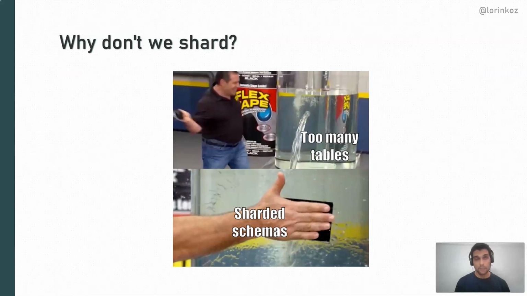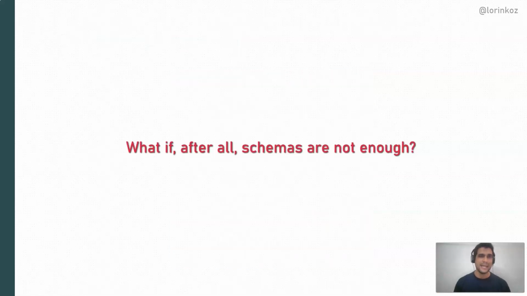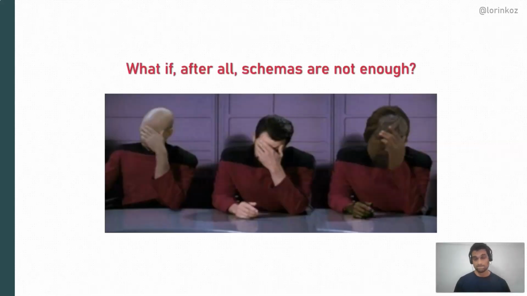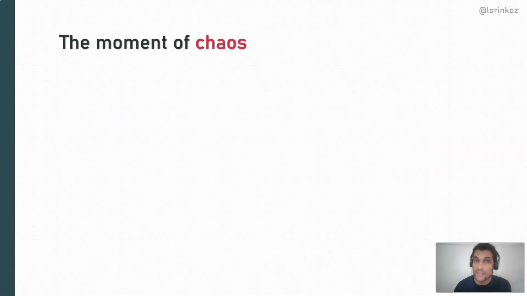At the end, probably sharding at the schema level is not a completely future-proof solution or an insurance policy for the project to continue ad infinitum, so don't be too enthusiastic about it. Now, it's time to ask ourselves the most dreaded question of all. What if, after all, schemas are not enough? This is what I call the moment of chaos.